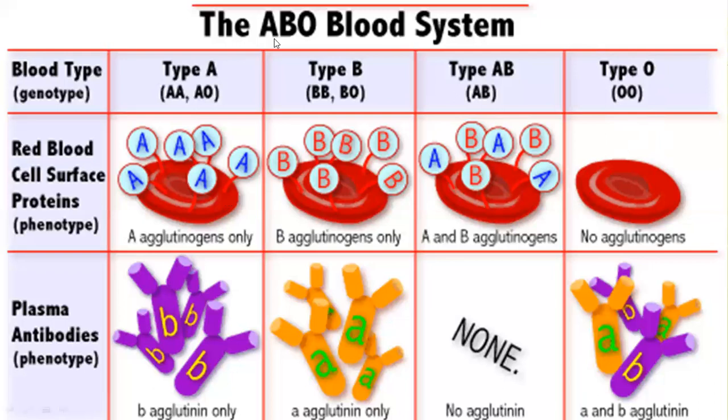So how do you inherit this? For instance, let me give you an example. Let's say you have the mother here and the father here. The genotype for the mother is A, and that of the father, let's say, is B, O. So how are you going to inherit?